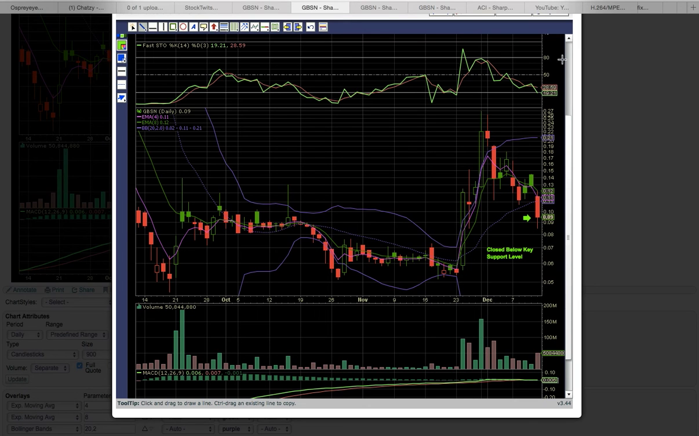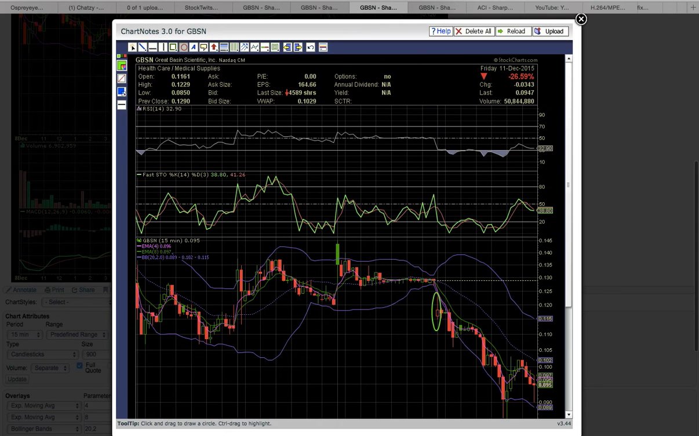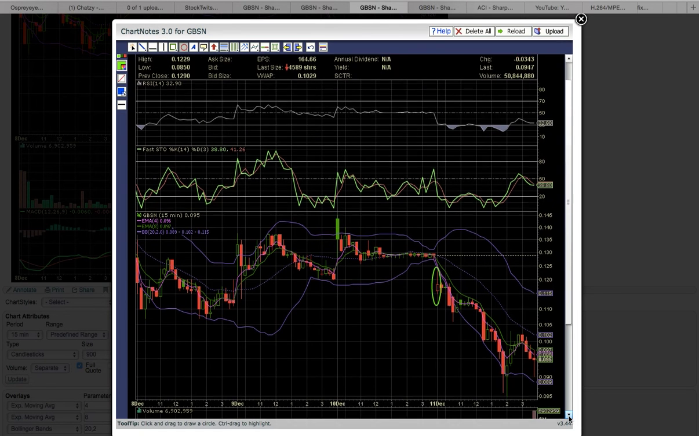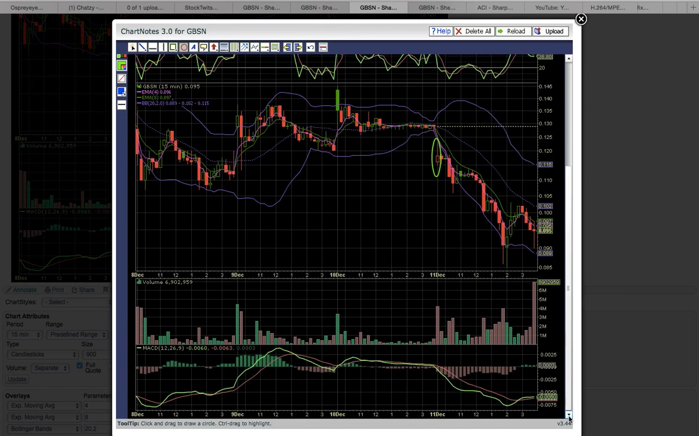So the reverse split took place. We'll see what the reaction is to the reverse split on Monday. So these two charts are showing that GBSN is possibly testing support, possibly starting a downtrend. And then this next chart is a 15-minute chart, and each candle represents 15 minutes of trading.